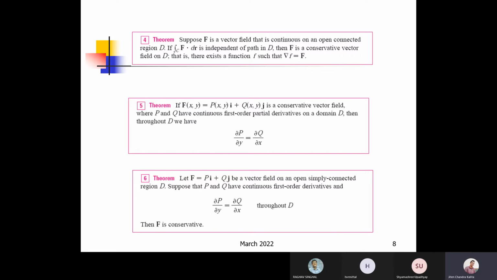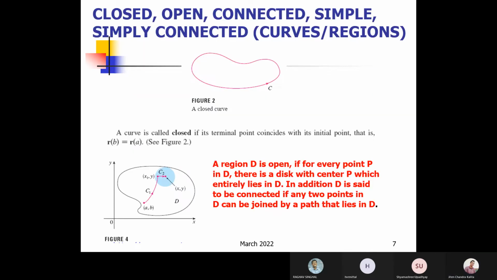That theorem is here. I think I have forgotten to write down the theorem. Okay, so this theorem is simple. Just a minute. This theorem is very straightforward.